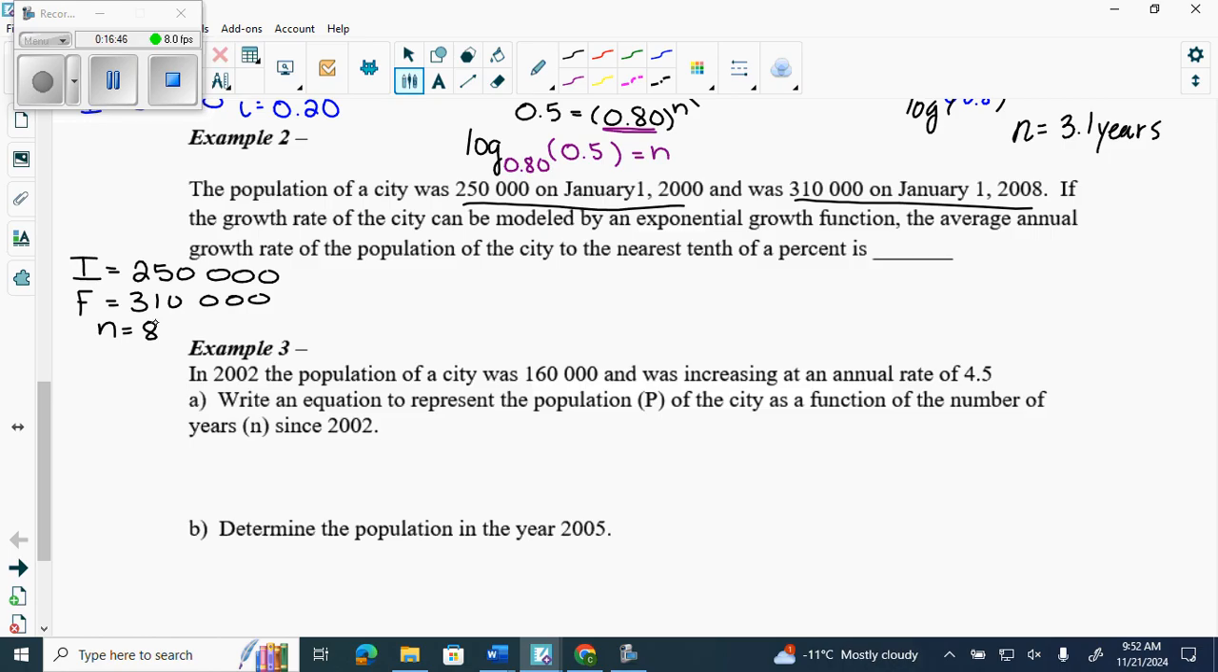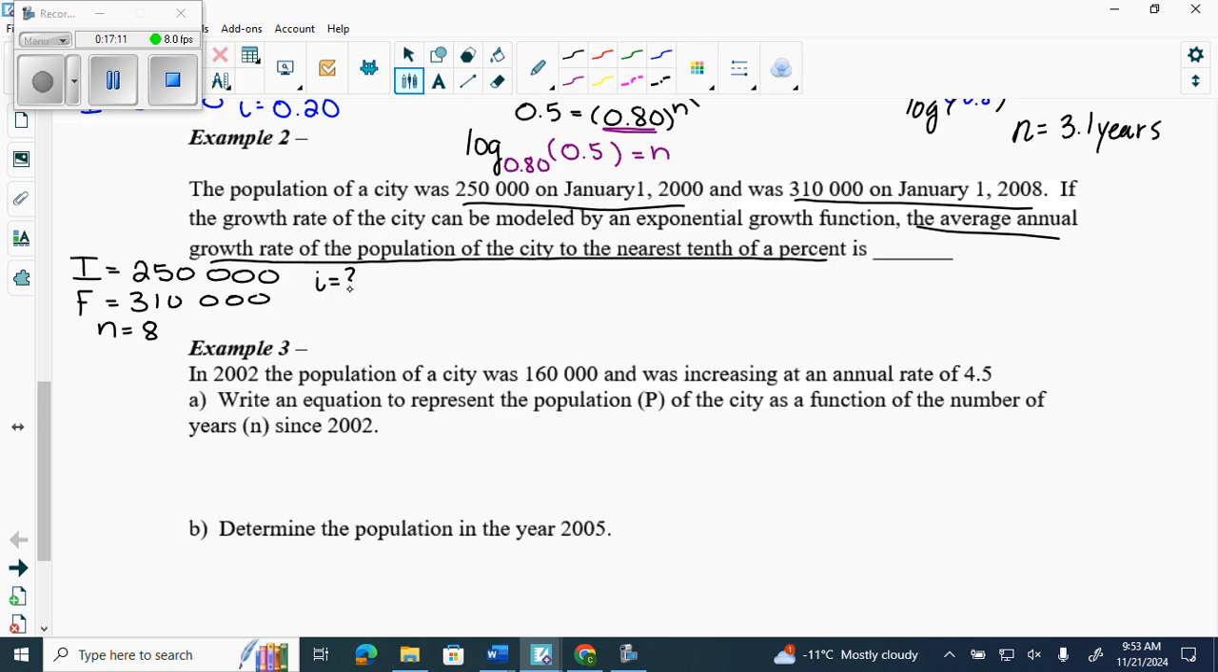If the growth rate of the city can be modeled by an exponential growth function, find the average annual growth rate of the population to the nearest tenth. What are they making me find? Little i. And they want it to the nearest tenth of a percent. Little i is going to come out as a decimal. So what are we going to have to do? Times by 100. Do we round it first, then times by 100, or times by 100, then round? We only can round in our very last step.